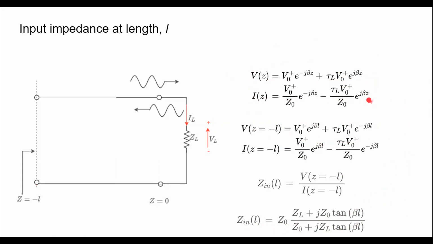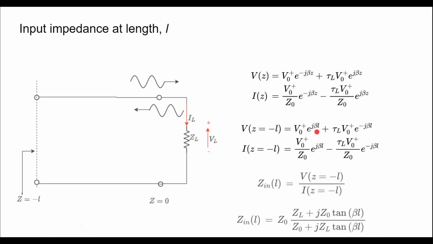You can divide these two terms, and you can show that at any location L in the transmission line, we can denote the impedance using this expression. In order to get the tan and cosine, sine values, we need to convert this e to the j beta L term as cos beta L plus j sine beta L.